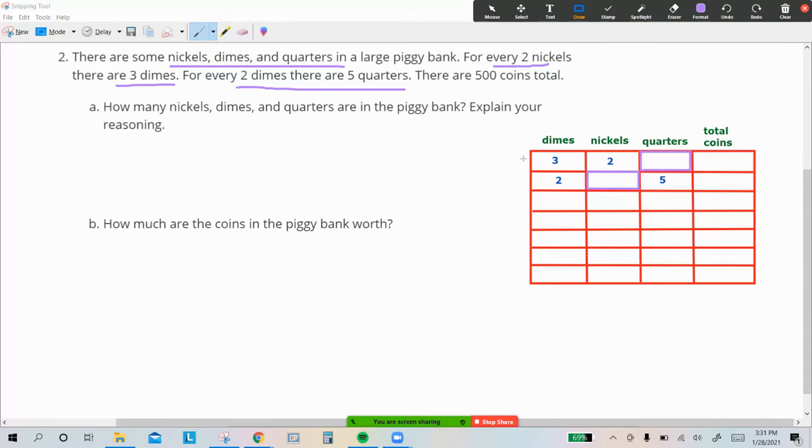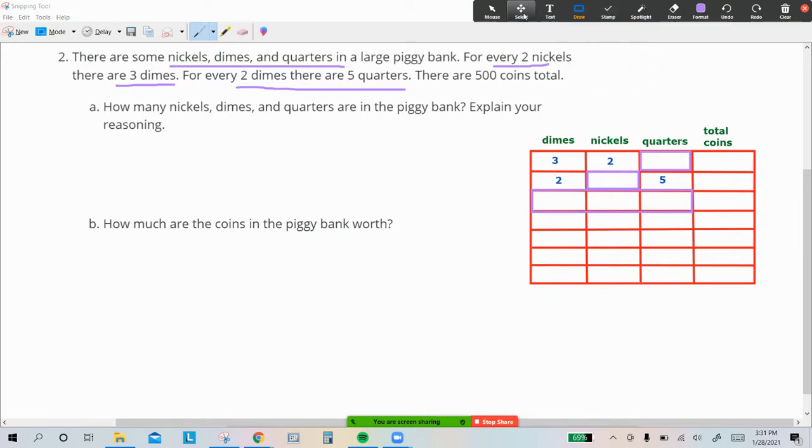So I could try and fill in these boxes, but it's going to be a little bit difficult because 3 times what number equals 2, or 3 divided by what equals 2, that's kind of hard. I can't figure that out. So instead, I'm going to try and make a whole new row, using numbers that 3 and 2 go into.